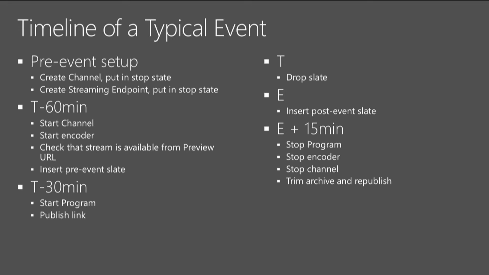Okay, so now we're getting to the day of the event. About 60 minutes before that event starts, I want to start to spin up all my infrastructure. So I want to start my channel, get it rehydrated, get it ready to start receiving my stream. Next, once that's running, I'll start my encoder, start pushing into the channel. Then, using that preview URL, I'll check the stream, make sure that it's being received properly into the channel, make sure we're all ready to go.